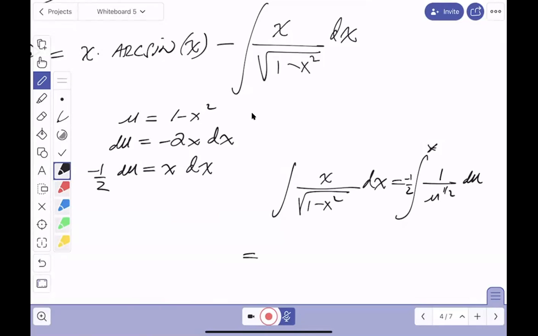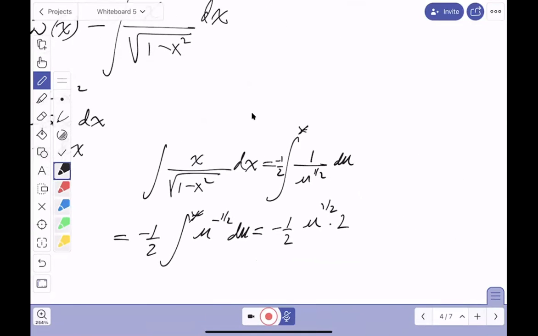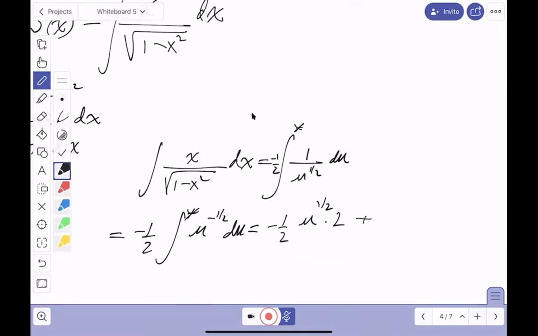Well, I think I can do that. I'll put down what I mean by that. u to the minus 1/2 du. How do I do that? Oh boy, that's going to be tough, right? So minus 1/2, not really, add 1 to the exponent. That would make it a half, right? And then divide by half, like multiplying by 2. I know there's a constant of integration over here. I'm not too worried about that.